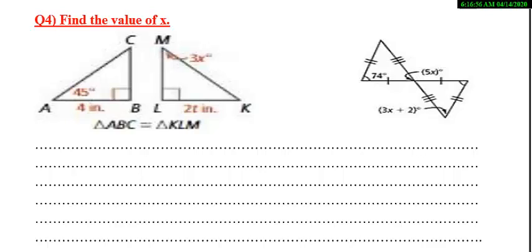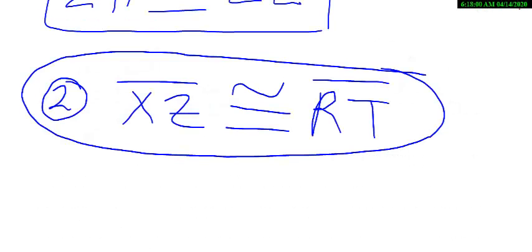Question number 4, find the value of x according to the given information in the two figures. In the first figure, triangle ABC and triangle KLM, both are right angle triangles, and the two triangles are congruent. So the measure of angle M equals 3x, and the measure of angle C equals 45 according to the given information. So I can say that 3x equals 45.